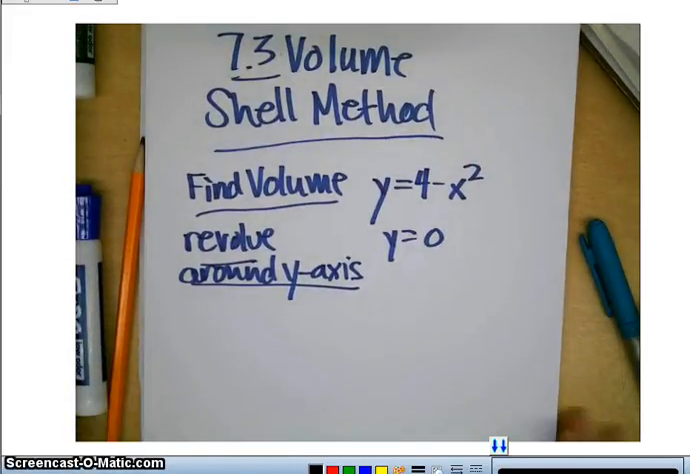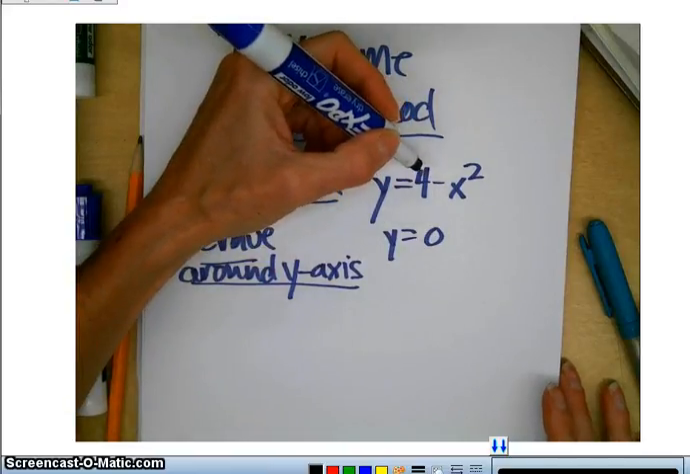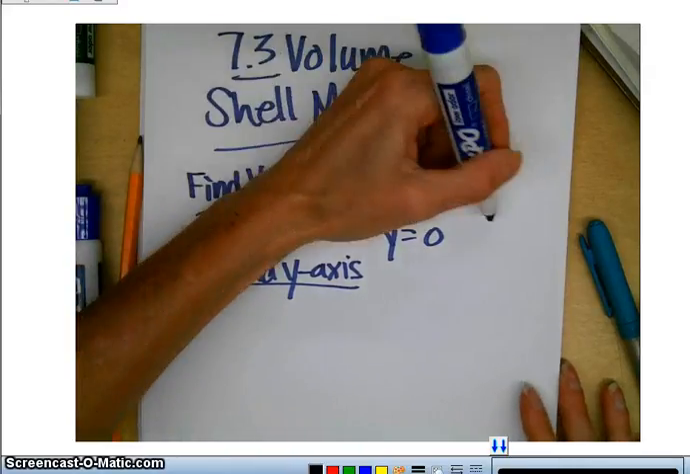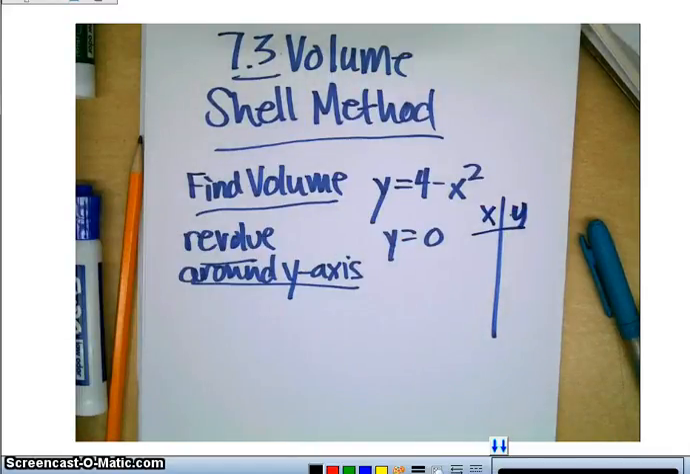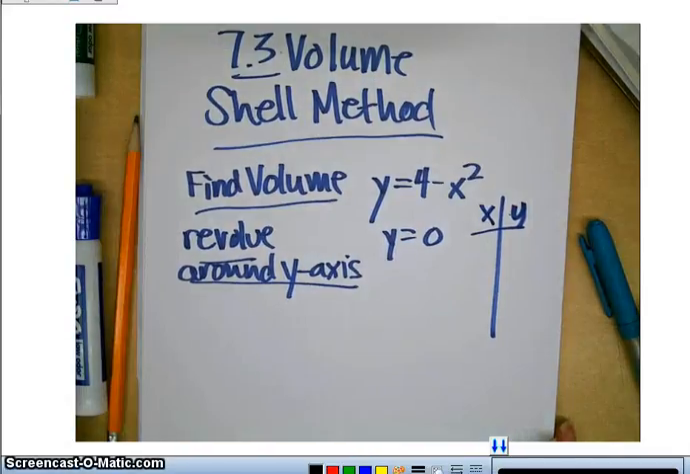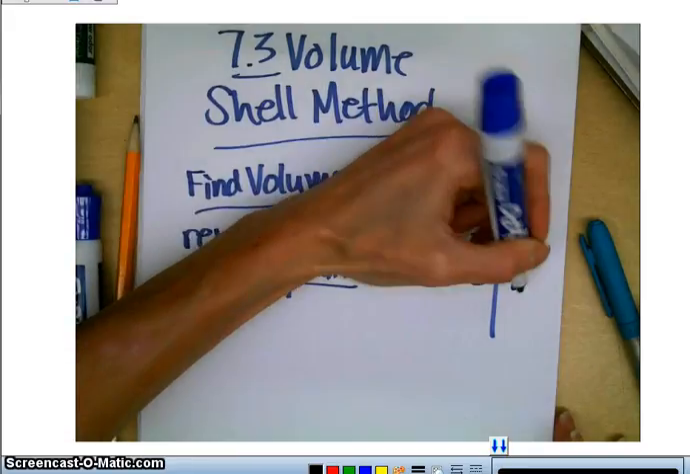Graphing calculator's fine. I know that this is a parabola that opens down, and I know that its vertex is at the ordered pair. Does anyone know where the vertex is? It's not a 2. The vertex is not a 2. A vertex is an ordered pair. It is at 0, 4. The vertex is at 0, 4.